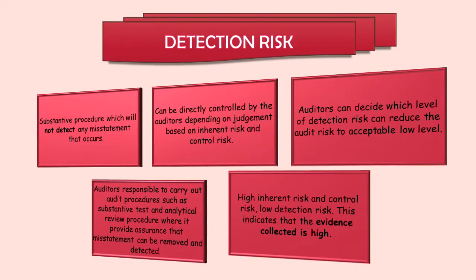Next is detection risk. Detection risk is the risk that the substantive procedure will not detect any misstatement that occurs. It can be directly controlled by the auditors depending on judgment based on inherent risk and control risk. Additionally, auditors can decide which level of detection risk can reduce the audit risk to an acceptably low level. Auditors are responsible to carry out audit procedures such as substantive test and analytical review procedure, which provide assurance that misstatement can be removed and detected.